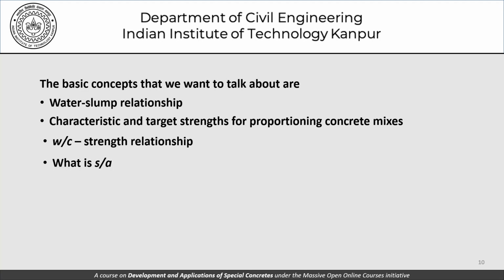And then finally we'll talk about a parameter called the S by A. That is the sand component in the overall aggregate volume. We know that sand and coarse aggregate are both inert, so this S by A only tells us how much is the sand component of the total inert material.